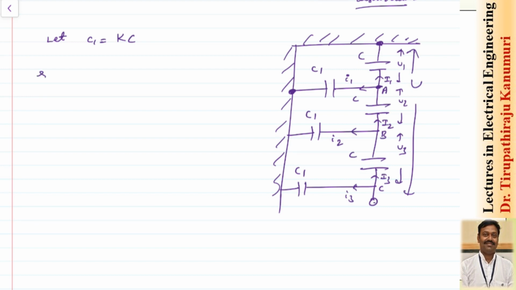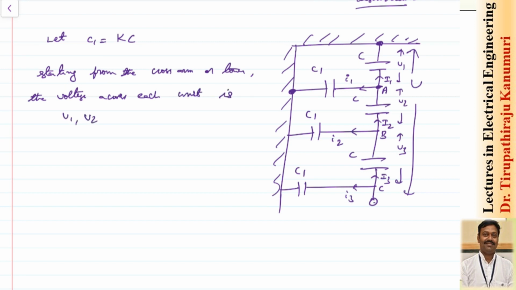Now, starting from the cross arm or tower, the voltage across each unit is V1, V2 and V3 respectively.